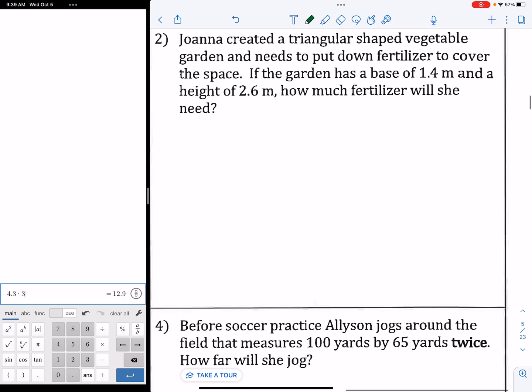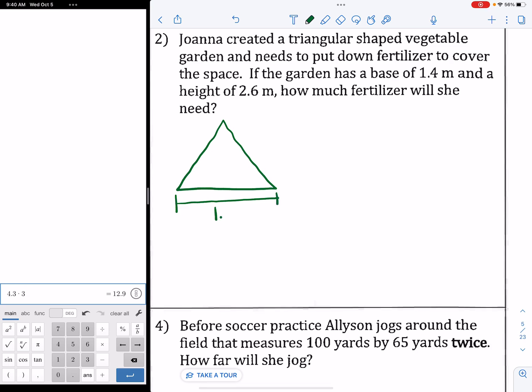Two is similar. I'll set up the picture because, again, pictures work really well for me. Joanne is creating a triangular shaped vegetable garden and needs to put down fertilizer to cover the space. If the garden has a base of 1.4 meters, and a height of 2.6. So there's my line for the height, and it's 2.6 meters. How much fertilizer will she need?